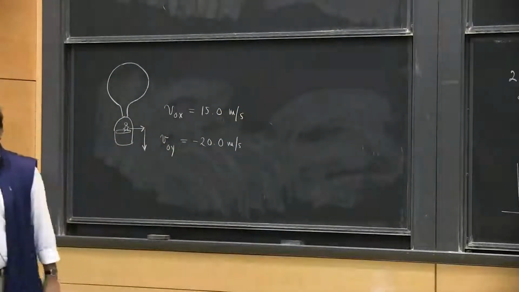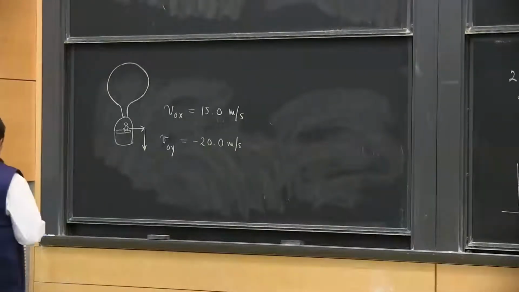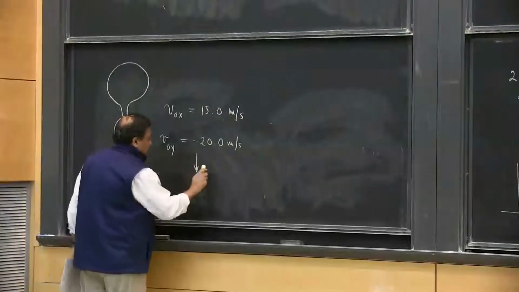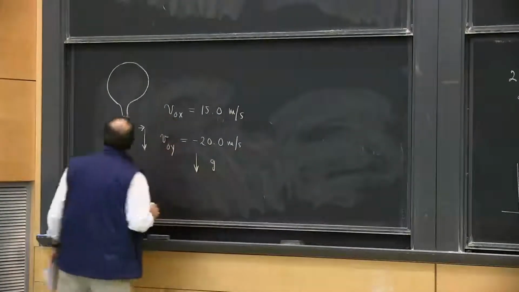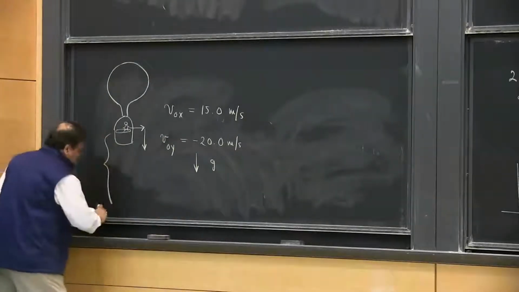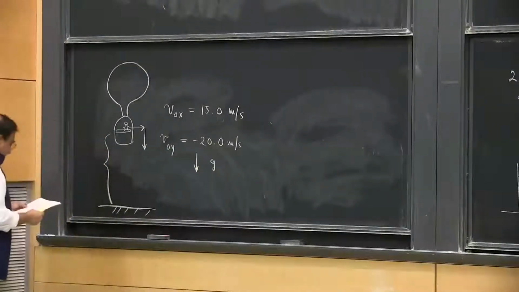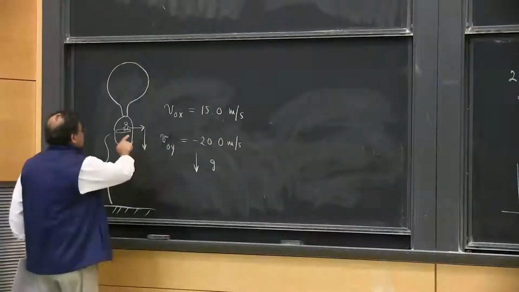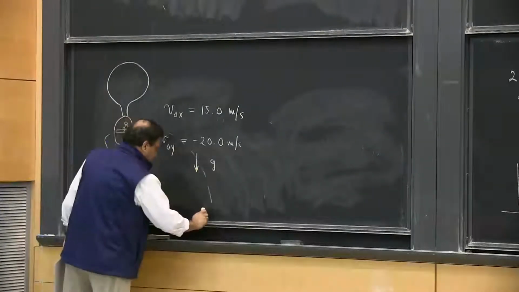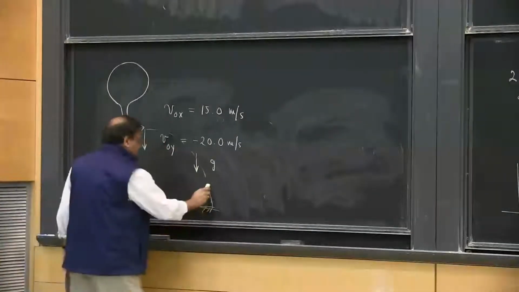Okay? V0x is 15. So you know that the acceleration due to gravity is already downward. So that is g is downward. And let's say when the releasing of this rock happens, it's at some height from the ground. And naturally, since you have thrown it like this, it's going to come down like that and hit the ground. So this is how the rock will come down.